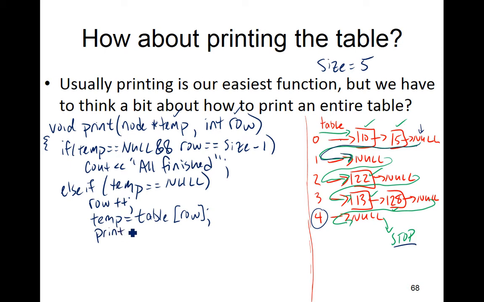I'll say, okay, now print, and I updated temp. That'll have been advanced to the next row, and I updated row to be one more than it used to be. So I think that'll work to get me off of the end of one row and onto the beginning of the next one.